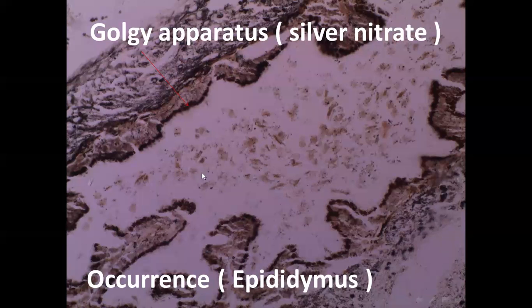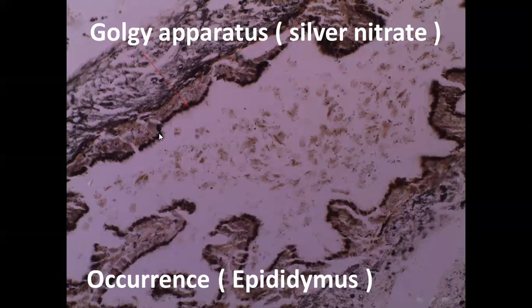Another slide of another organelle inside these cells. There is the Golgi apparatus. This organelle is observed by using a special stain, silver nitrate. This slide is taken from the epididymis, tubules of the male reproductive system. Inside each cell, there are cells and organelles.